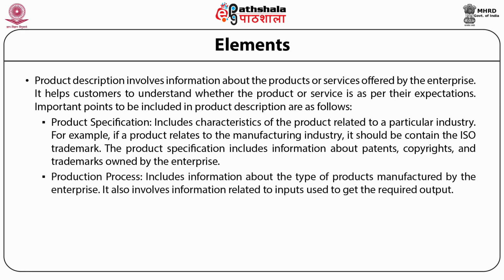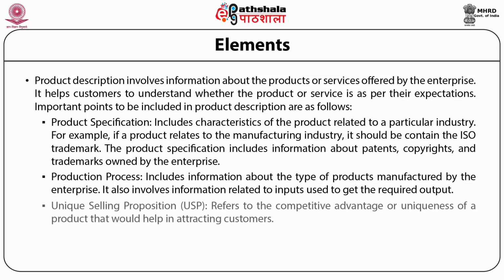Production process. It includes information about the type of products manufactured by the enterprise. It also involves information related to inputs used to get the required output. Unique selling proposition, called USP. It refers to the competitive advantage or uniqueness of a product that would help in attracting customers.